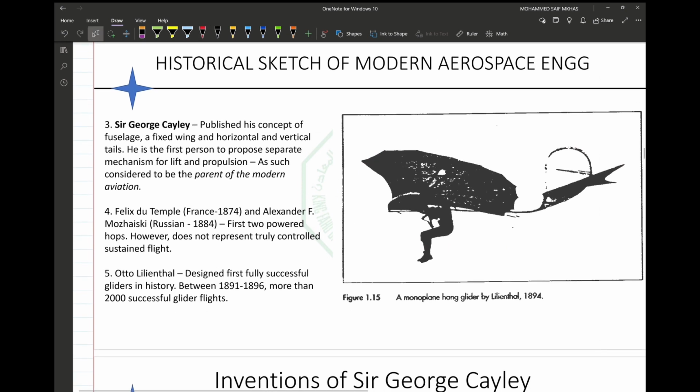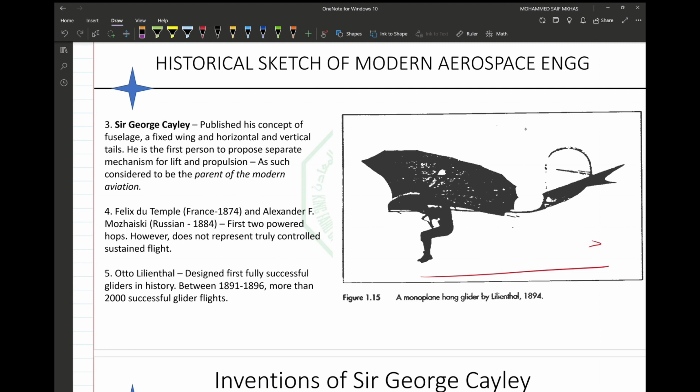And then come Félix du Temple and Alexander Mozhaysky, who were Russian and French contemporaries. They worked to make the first powered hops. What is a hop? A hop is a motion where you go up and down, just like a bunny hop. They did not fly sustainedly for a long time. They just made some hops.